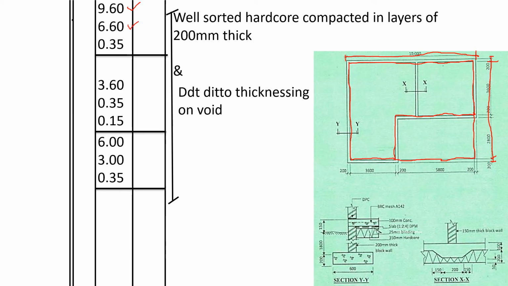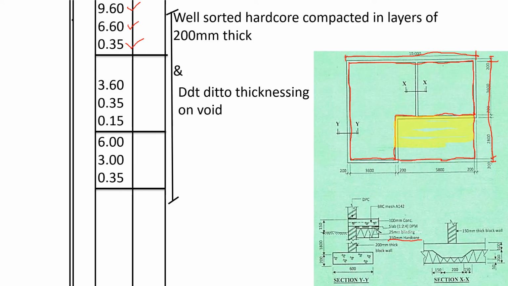Then the thickness, the depth of the hardcore is 350 millimeters, it is 0.35. Now that one was for the rectangle. We need to deduct this part, this rectangle, for the void. So I shall highlight it in yellow. This area needs to be deducted.